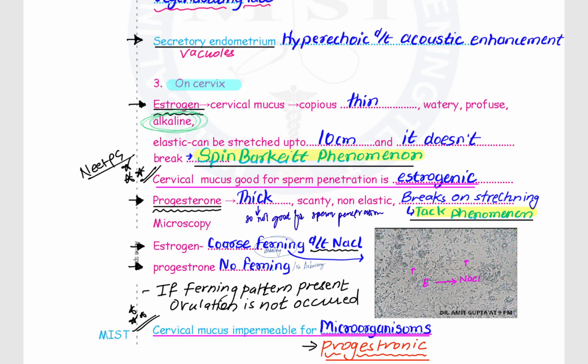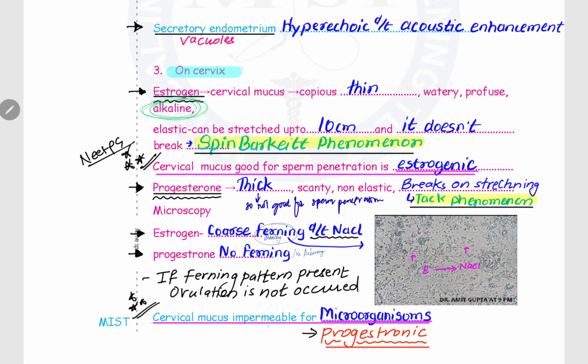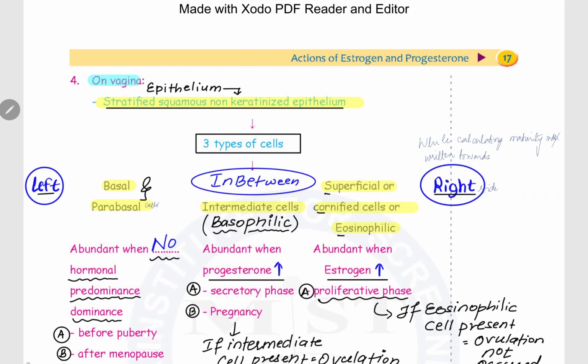So for estrogen, what we saw was copious, thin, watery, profuse, alkaline, Spinnbarkeit phenomenon, can be stretched up to 10 centimeters because it's elastic. It's good for sperm penetration, and it shows coarse ferning due to NaCl. Progesterone shows no ferning, it's thick, it's scanty, it breaks, which is a tack phenomenon. Cervical mucus impermeable to microorganisms is the progesteronic phase, obviously.